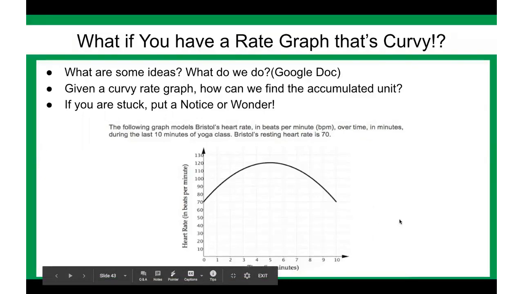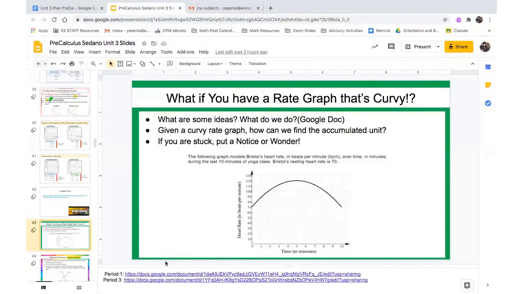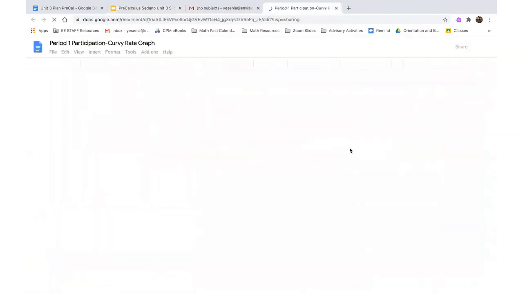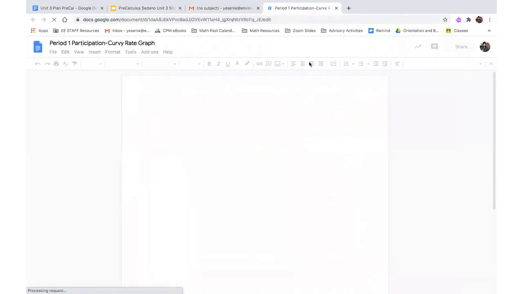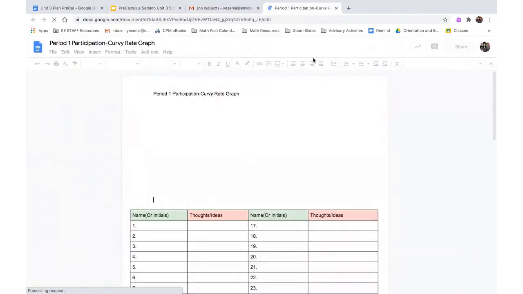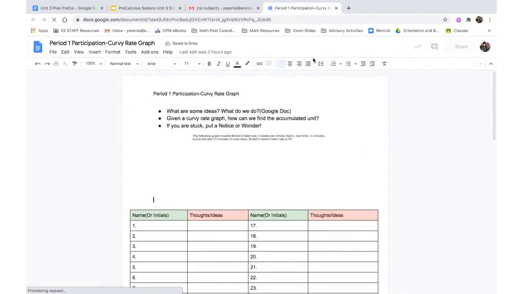Let me just exit out of this. So for period 1, I'm going to put this link into the chat. And then we're all going to open it together as I explain how we're going to do this participation check. So the link is in the chat. I'm going to click along with you. Another reason I'd like to collect the ideas, notices and wonderings is because I want to refer back to it.